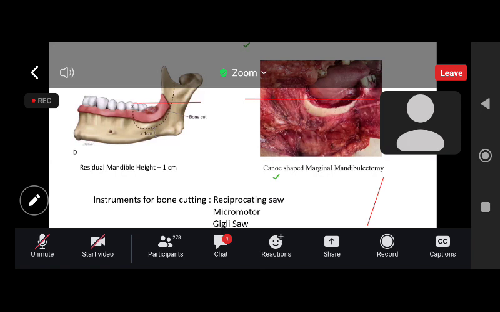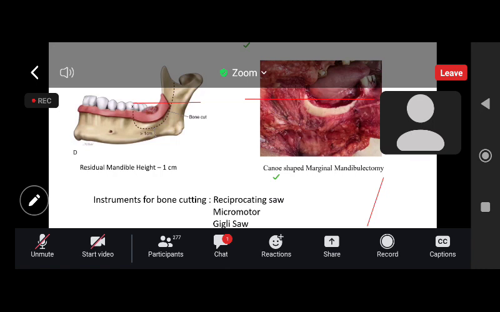The fourth thing is margin. Obviously, if there is bony erosion, as I said in a previous comment, your marginal mandibulectomy should be done only if a 1 centimeter margin can be achieved.